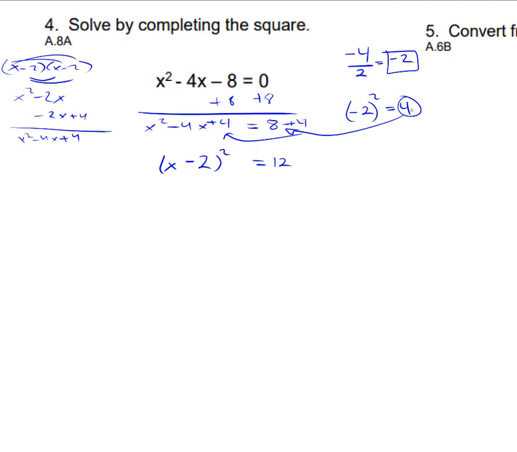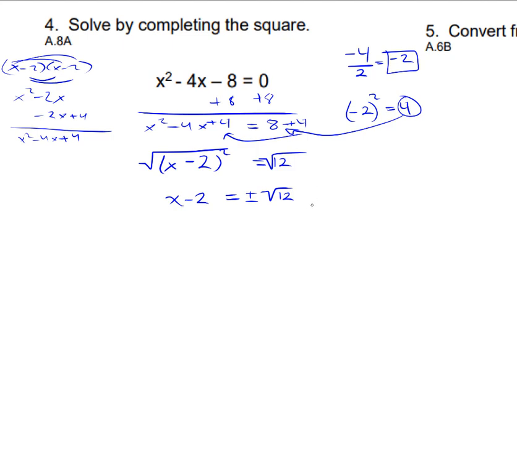And so one of the reasons why we made that 4, once again, we did this whole process, was because now this can become this. So anyway, after you do that, you get x minus 2 squared is equal to 12, right? And then you have to take and square root both sides. Okay? So that gives me x minus 2 is equal to plus or minus square root of 12.